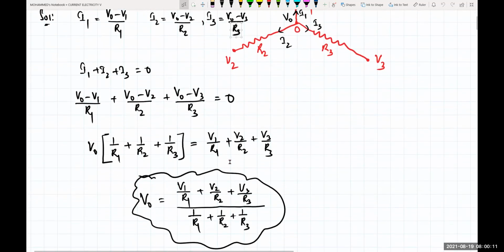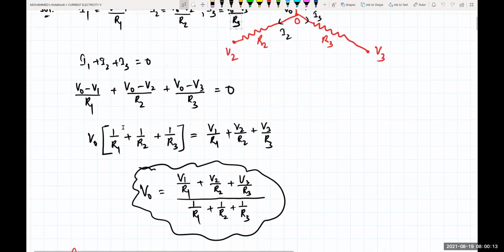So all the V0 terms are taken to one side. So it is V0 into 1 by R1 plus 1 by R2 plus 1 by R3. The remaining V1, V2 and V3 terms go on the other side. So it is V1 by R1 plus V2 by R2 plus V3 by R3. So the V0 value is V1 by R1 plus V2 by R2 plus V3 by R3, divided by 1 by R1 plus 1 by R2 plus 1 by R3.